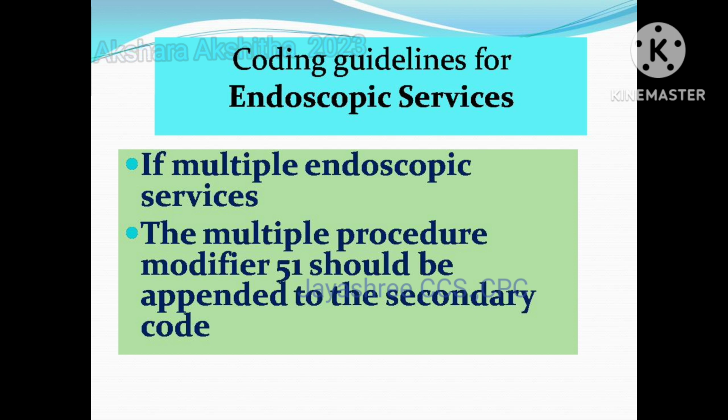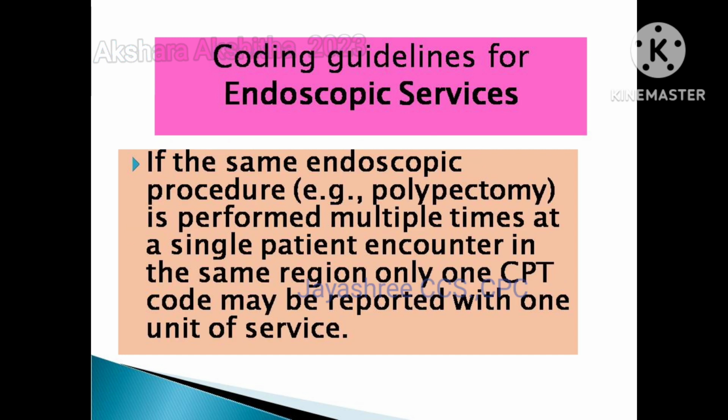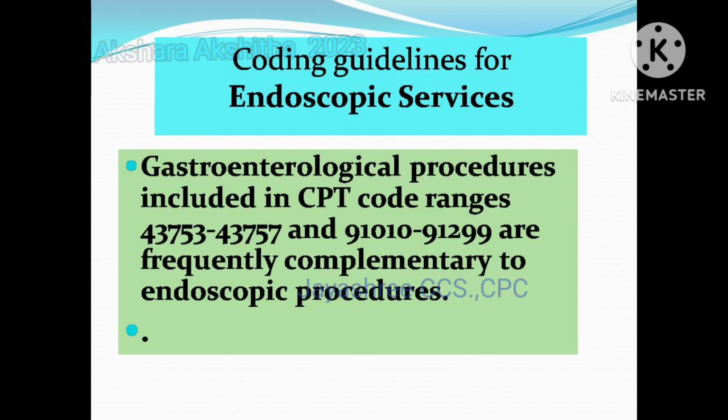Okay. Then if multiple endoscopy services are rendered, within that, only the more extensive endoscopy we have to bill. Less extensive endoscopy and procedures we should not bill separately. Then next point is gastroenterological procedures include CPT code range 45753, 45757 and 91010, 91299, which are frequently complementary to endoscopy procedures.